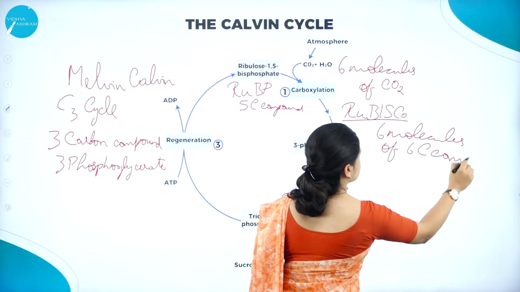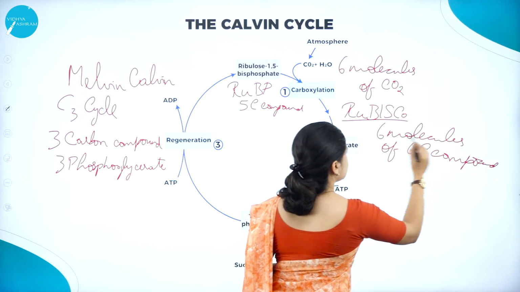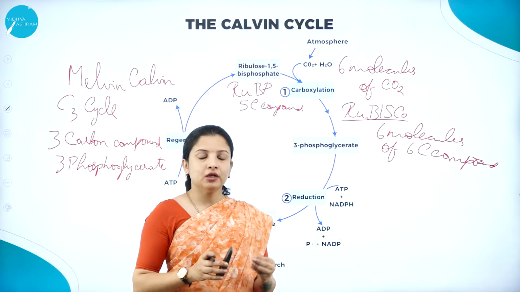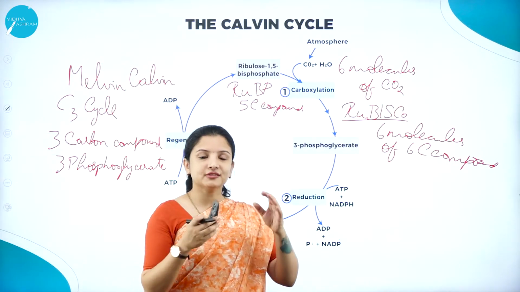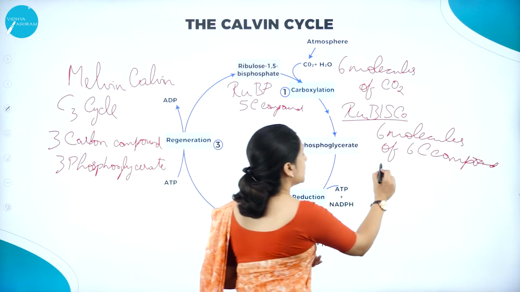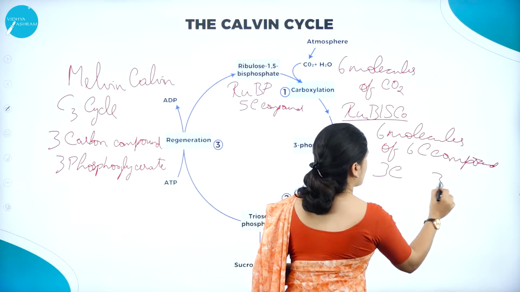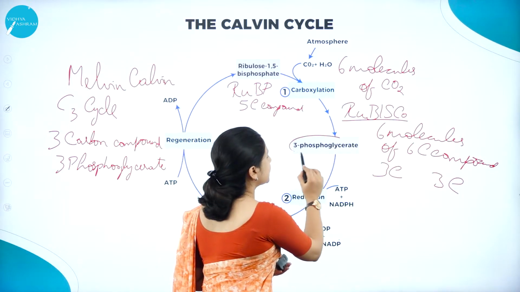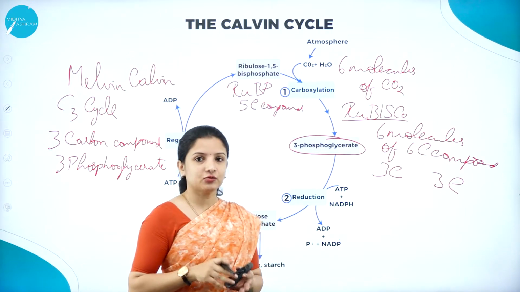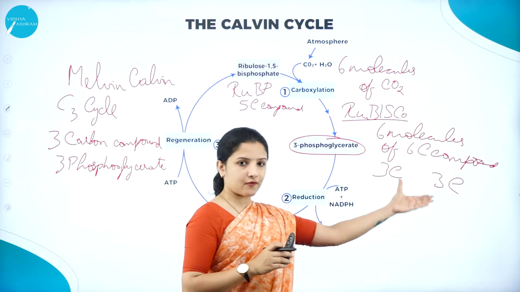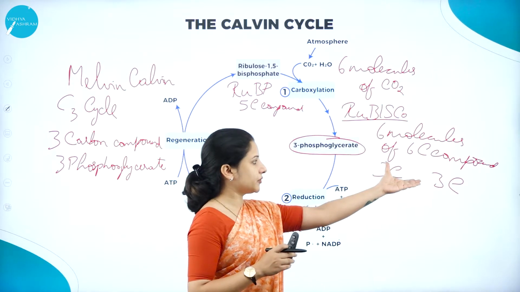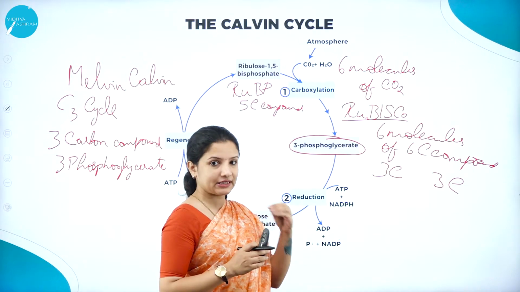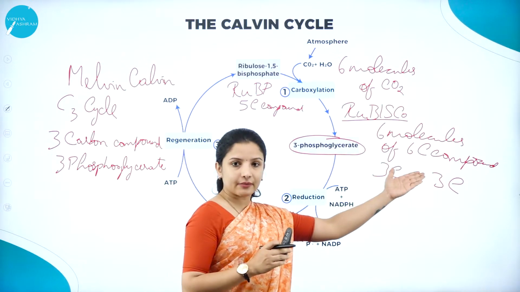This 6-carbon compound is actually quite unstable. So because it is unstable, very soon it will split into 2 molecules of a 3-carbon compound, which is called 3-phosphoglycerate. That is why, because the first compound formed in the Calvin cycle is a 3-carbon compound, which is nothing but 3-phosphoglycerate, it is also called the C3 cycle.